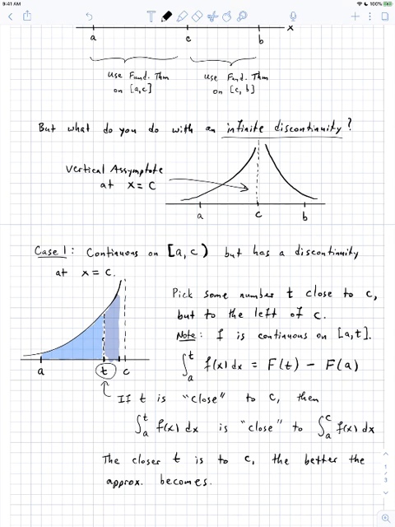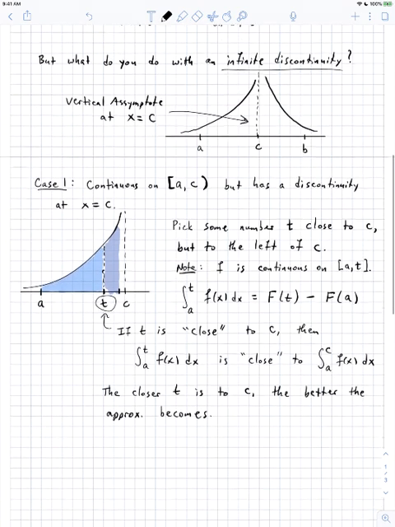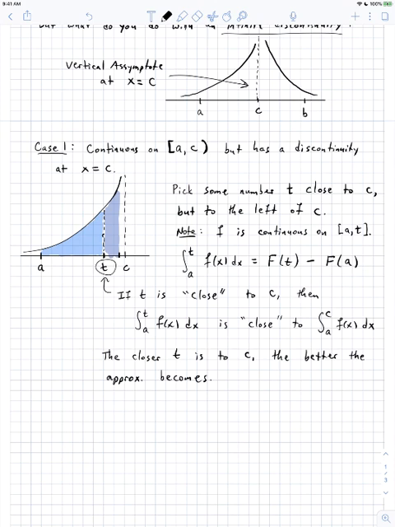So what do we normally do when we have a situation like this, where we get a better and better approximation as t gets closer and closer to c? Well, we take a limit. So we define the integral from a to c of f of x dx to be equal to the limit as t approaches c of the integral from a to t of f of x dx. Now t is necessarily smaller than c, it's to the left. So t has to approach c from below. So we put a little minus there.